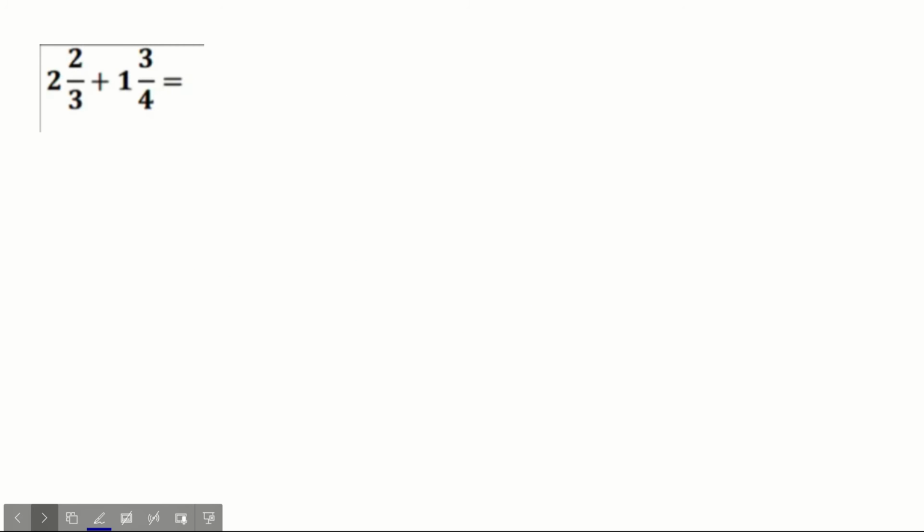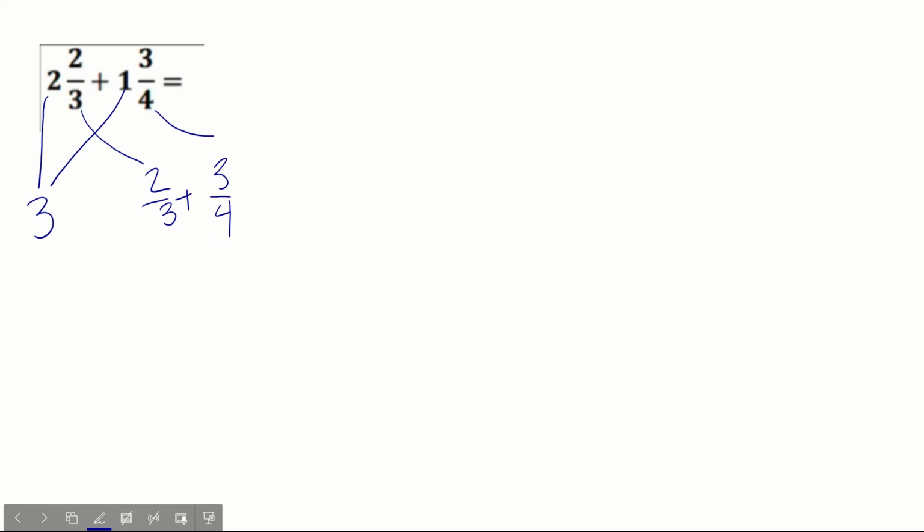All right, we have 2 2/3 plus 1 3/4. Go ahead and pause and try it on your own. All right, I'm going to show a little bit faster way because they are both positive and we're adding. I can add those whole numbers, 1 plus 2 to get 3. Then I'm going to add the fractions here, 2/3 plus 3/4.